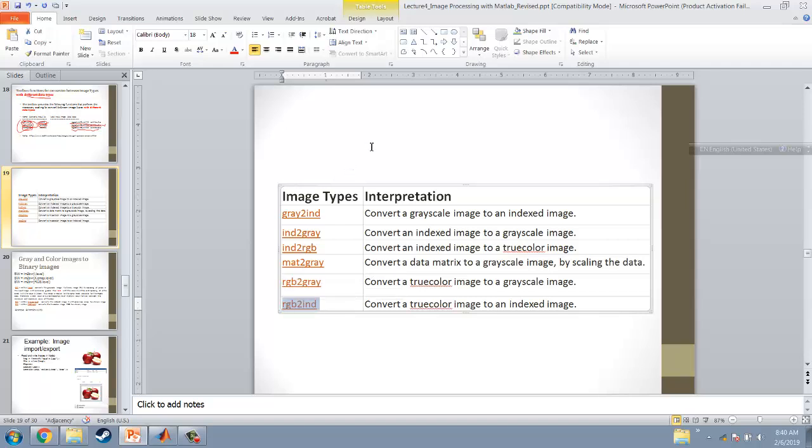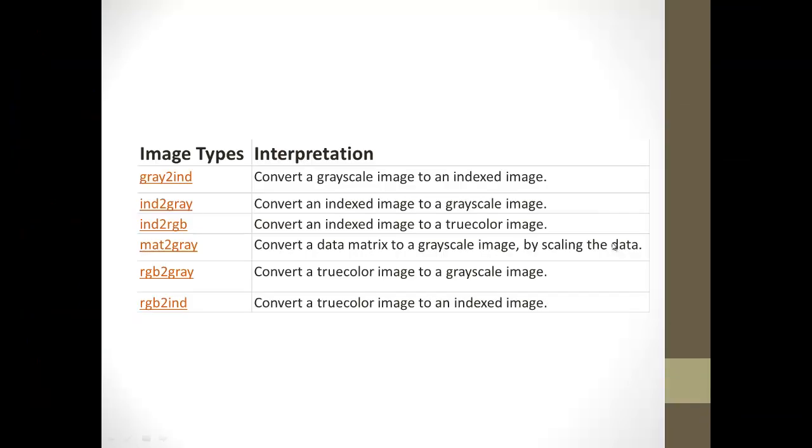The 2 here means TO. Okay, that's how MATLAB writes the function. For convenience, they just use the number to represent the word to. Okay. Also, we have mat2gray.